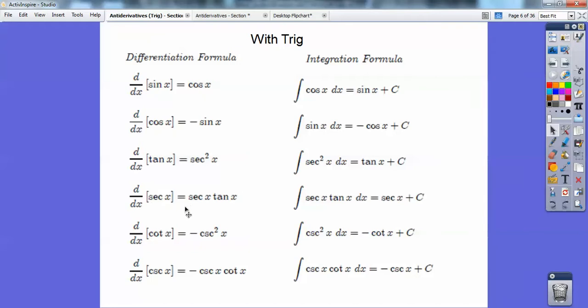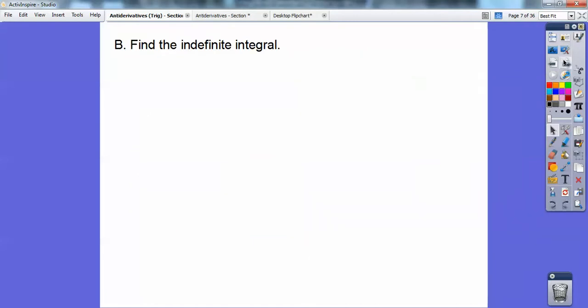The derivative of secant is secant tangent, so the integral of secant tangent is secant plus c. The derivative of cotangent is negative cosecant squared, so the integral of cosecant squared is negative cotangent. Sorry, this is cosecant squared. Similarly, the derivative of cosecant x is negative cosecant cotangent, so the integral of cosecant cotangent would be negative cosecant x plus c. Don't forget your plus c's. I still know some of you guys are going to.